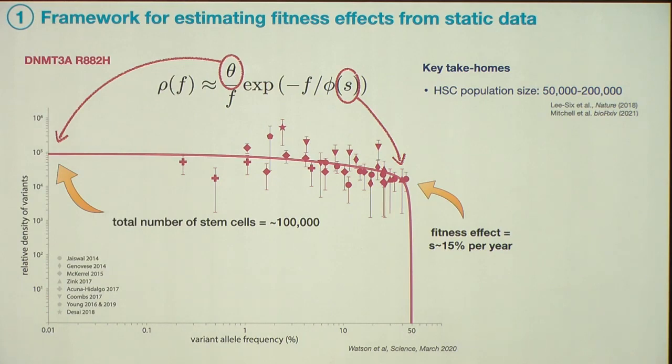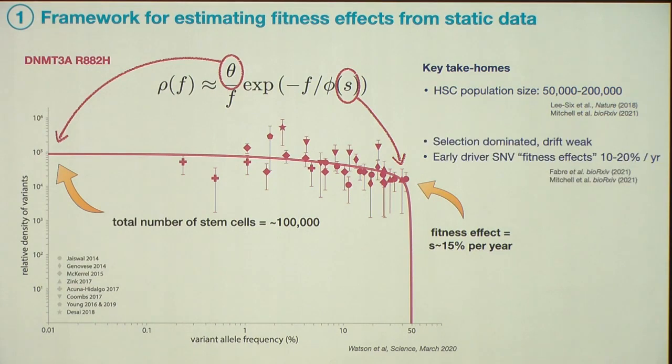So we think there's about 100,000 stem cells that maintain the blood, and this has been validated through other studies. And the other big point is that it looks like in blood, at least, the evolutionary dynamics is selection dominated, not drift dominated. Okay, so the selection effects of these drivers are typically 10 to 20% per year. In a population size of 100,000 or so stem cells, it's strongly selection driven.